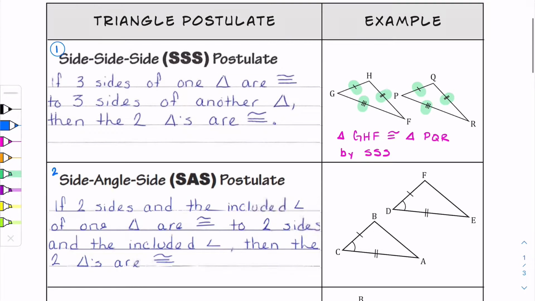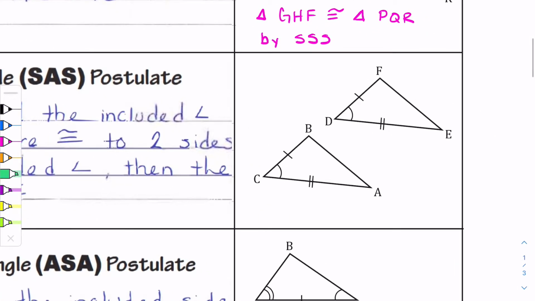The second one is called the side angle side postulate. We abbreviate it as SAS. This postulate says if 2 sides and the included angle of one triangle are congruent to 2 sides and the included angle of another triangle, then the 2 triangles are congruent. So looking at the examples, we have a side congruent to another side, the included angle between the other side. So the included angle means that the sides of the angle, the rays that form the sides of the angle, are your congruent sides.